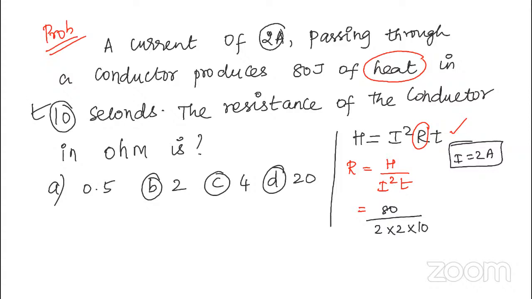Now we have to cancel. 4 times. This is 1 time. And here 1, here 2. So here R value should be equal to 2 ohms. Yes, this is option B. Very good. So option B is the right one.